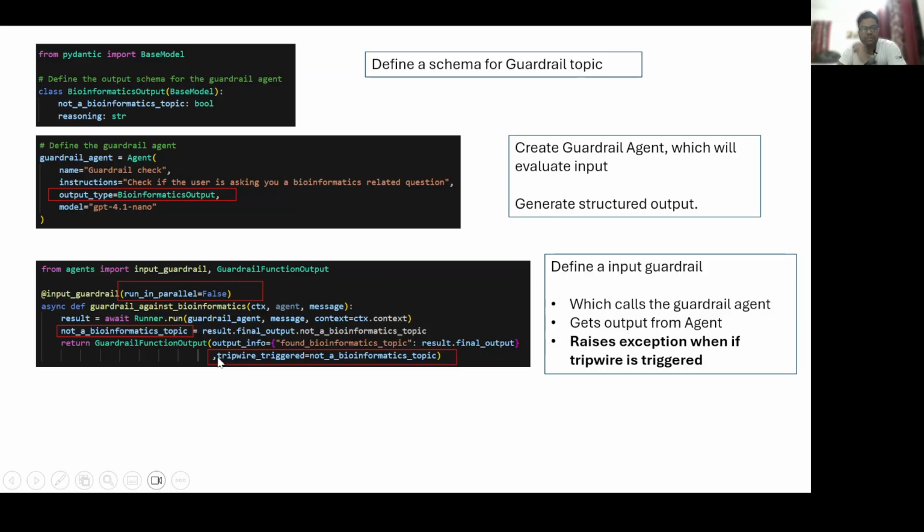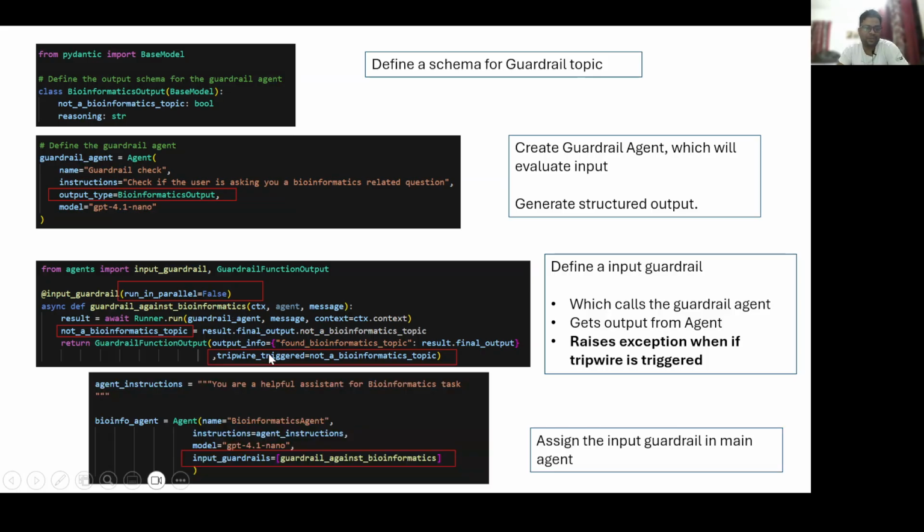And this is the most important part: tripwire_triggered equal to true or false, meaning whether the triggering is happening here. This is assigned to this variable. For example, what will happen if the topic is related to movies? It will go, and this becomes true, because it's not a bioinformatics topic. It comes over here and goes to here, and tripwire_triggered becomes true. That means in this case, when this is sent, the tripwire will be tripped. Okay, so that's how the flow works.